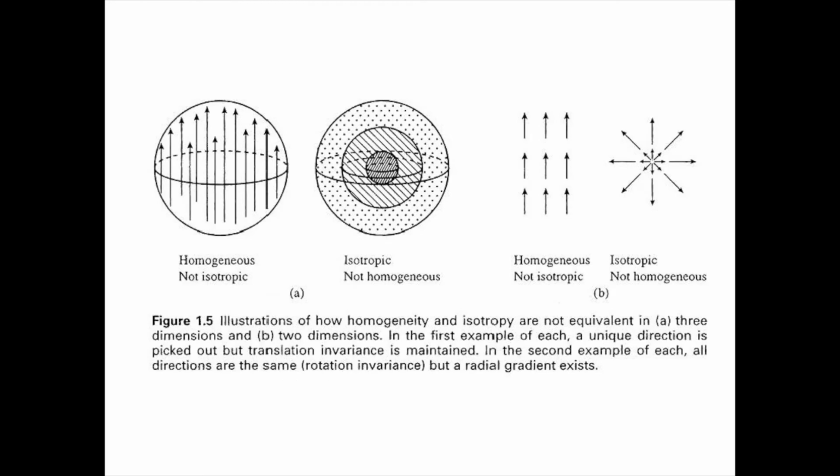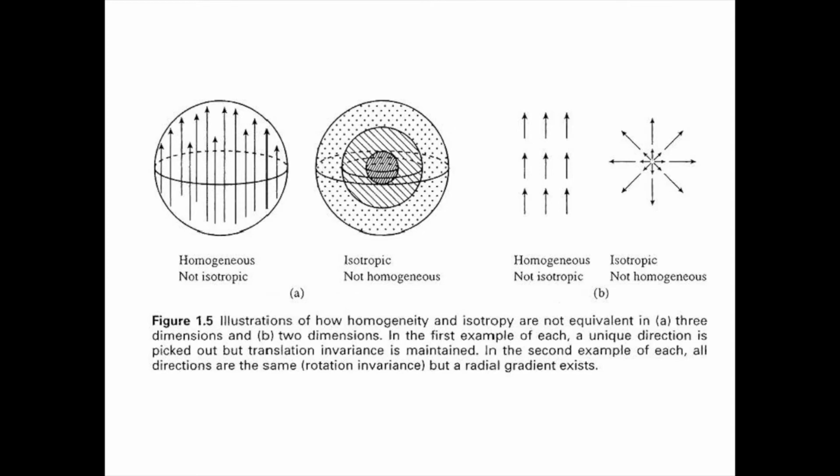What does this mean to be homogeneous and not isotropic? Well, homogeneous is the same everywhere. So here we have a bunch of arrows, and everywhere we're standing, we see these same arrows. So that's homogeneous. We could stand on any one of the arrows and see all the other arrows in the same way. However, it's not isotropic because it matters which direction we're looking.